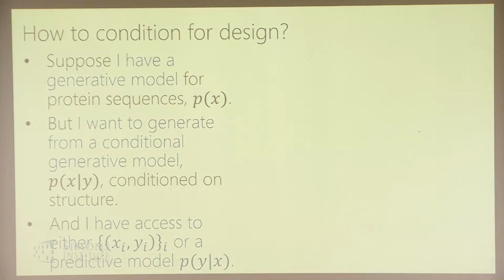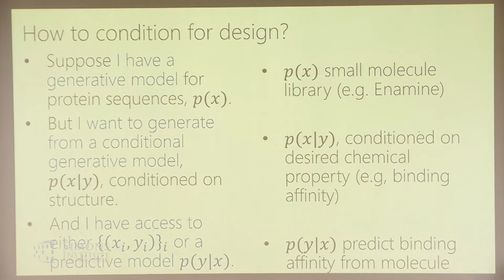And this comes up all over the place. I've instantiated this with one example: suppose these were protein sequences, and I wanted to condition on structure. But in fact, we see this all over the place. Another example that we've thought a little bit about is a small molecule library, like a combinatorial synthesis library like Enamine, where we want to condition on some desired chemical property, given some ability to estimate, for example, the binding affinity. How could I get this conditional model out?